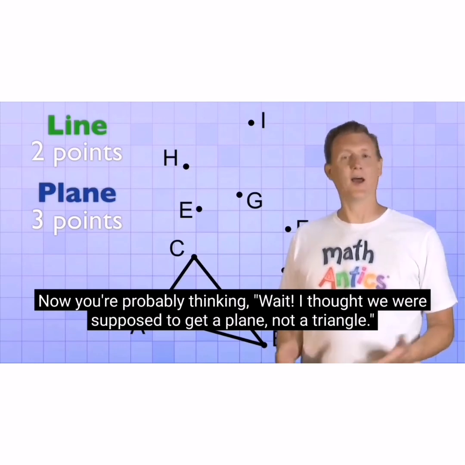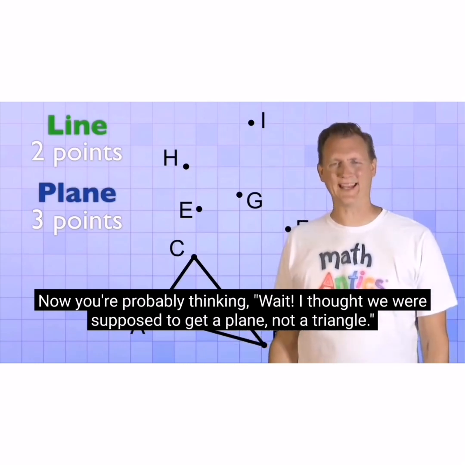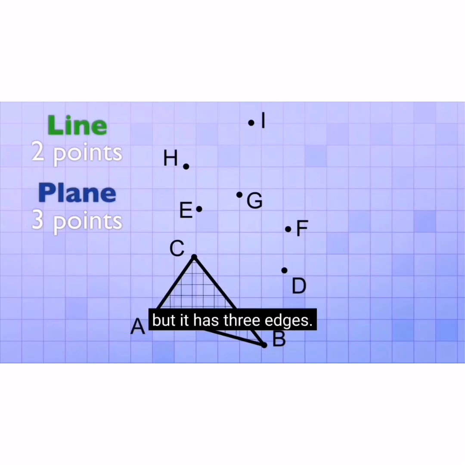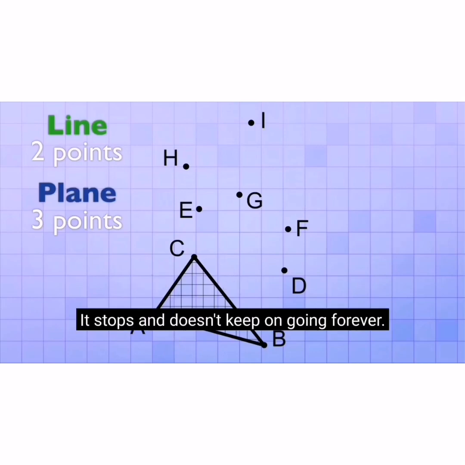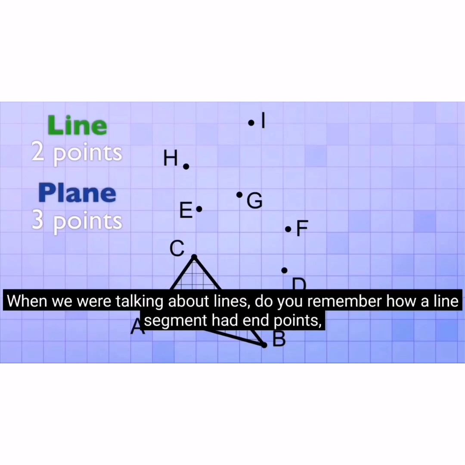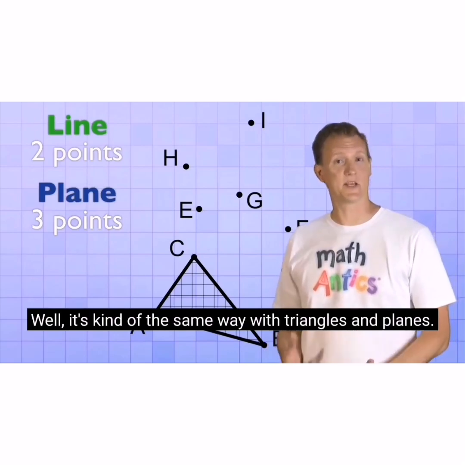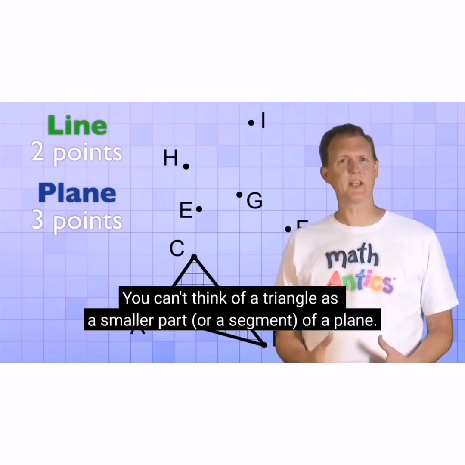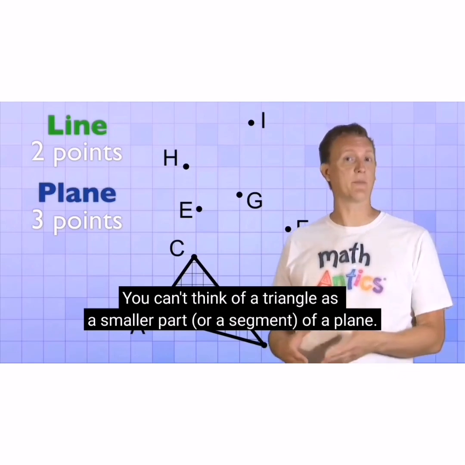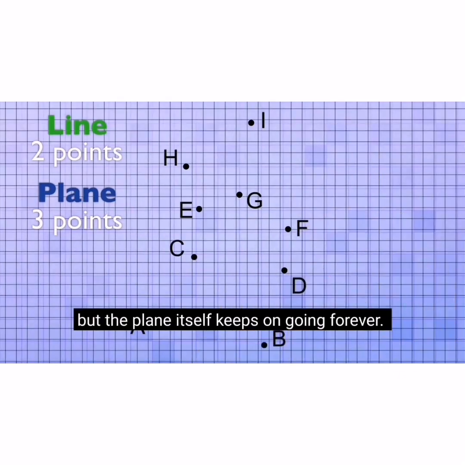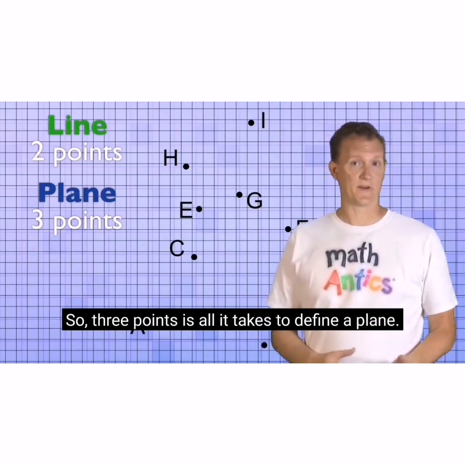Now you're probably thinking, wait, I thought we were supposed to get a plane, not a triangle. Well, because it is a flat surface, a triangle is a lot like a plane, but it has 3 edges. It stops and doesn't keep on going forever. When we were talking about lines, do you remember how a line segment had endpoints, but a true line kept on going forever? Well, it's kind of the same way with triangles and planes. You can think of a triangle as a smaller part or a segment of a plane, but the plane itself keeps on going forever. So 3 points is all it takes to define a plane.